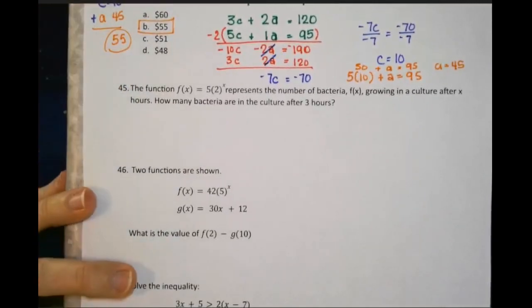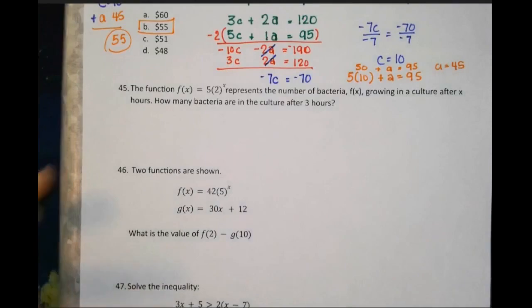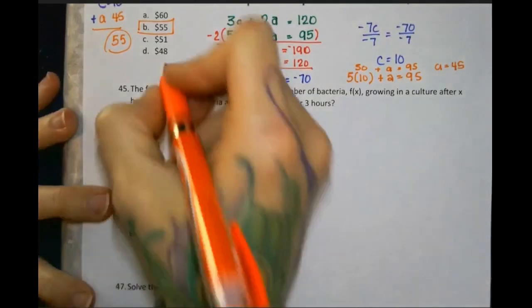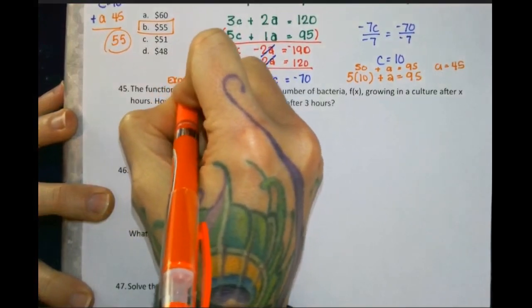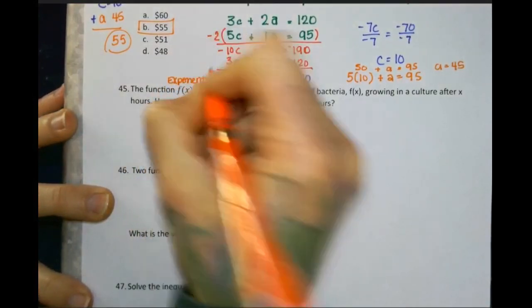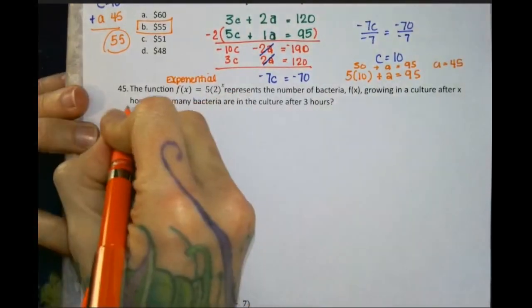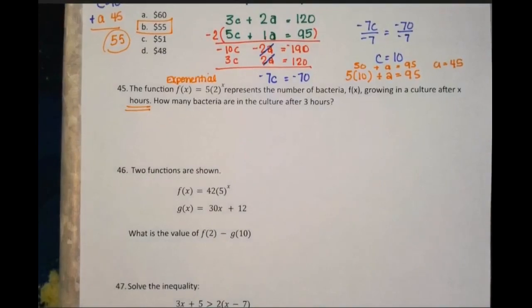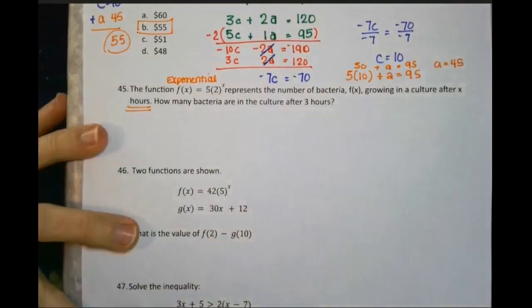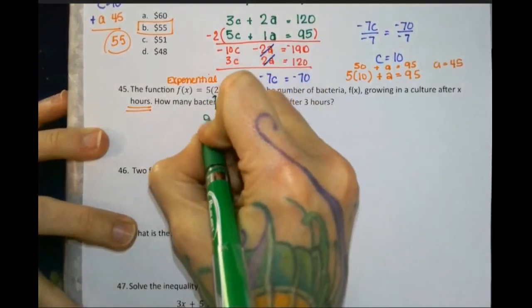All right, the function f of x, 5 times 2 raised to the x power. So that's an exponential function. It represents the number of bacteria, f of x, growing in a culture after x hours. How many bacteria are in the culture after 3 hours? Another good call out is that 2 means it's doubling.